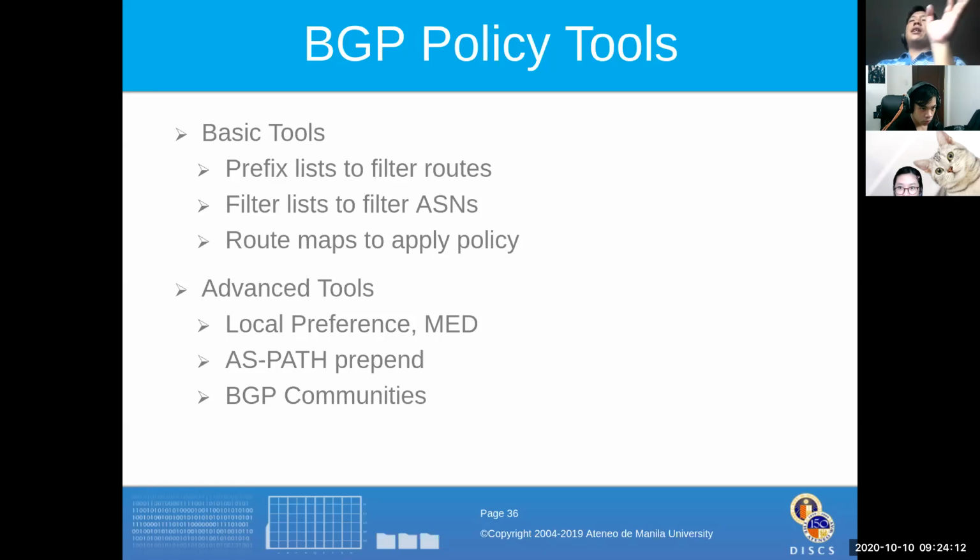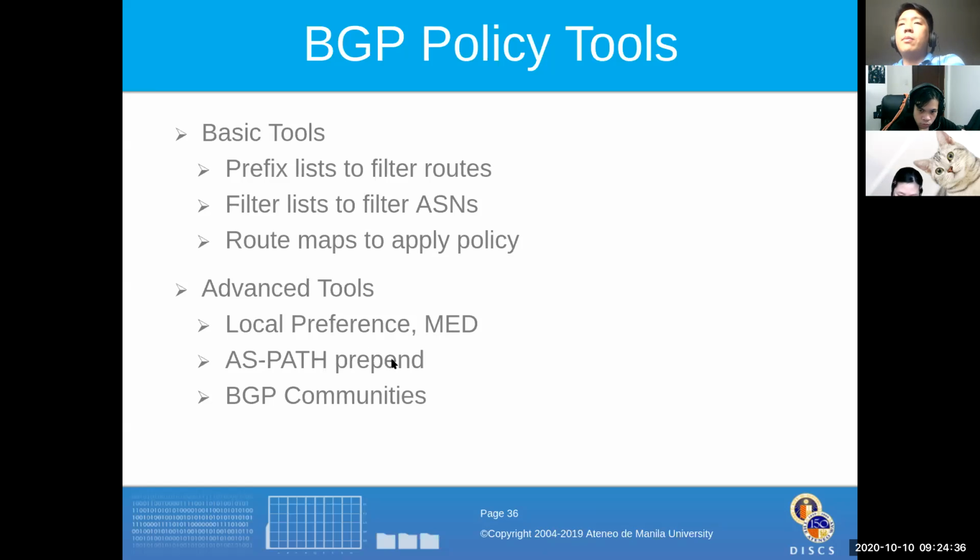Okay, traffic from this network to that network can only go inbound or outbound, and you can filter it, instead of by route, by AS numbers. I don't want to deal with this for particular ASs. And you can use route maps to create policies. Like in this case, the advanced tools are local preference. You can set a weight. You can make a link more expensive than another link, which is similar to OSPF.